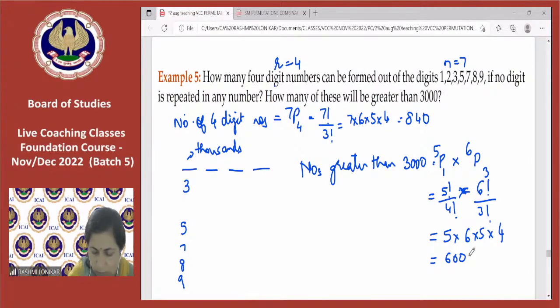Six into 5 into 4. Oh, sorry, 6 into 5 into 4 into 7. That is 840, right? So, out of these 840 numbers, how many are there which are more than 3000?